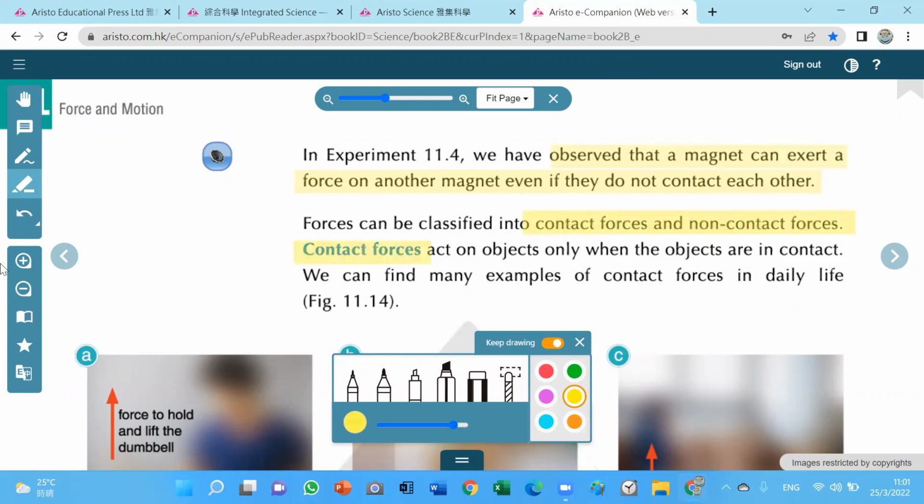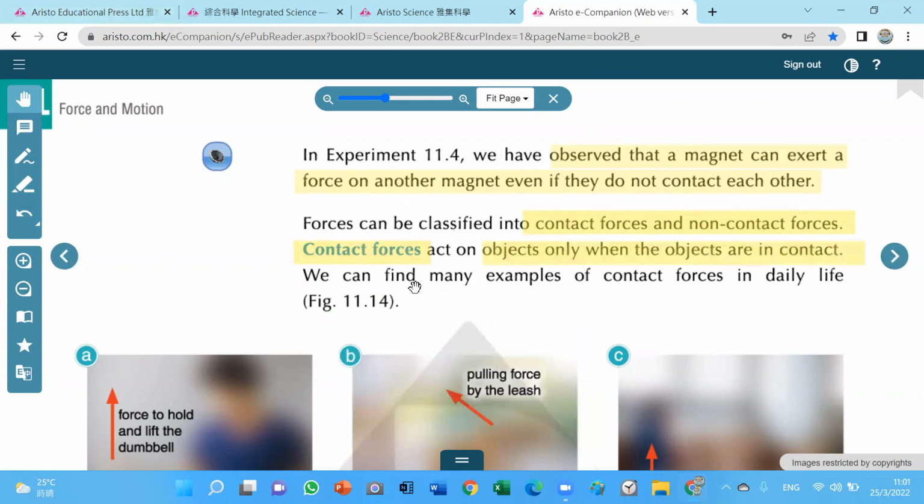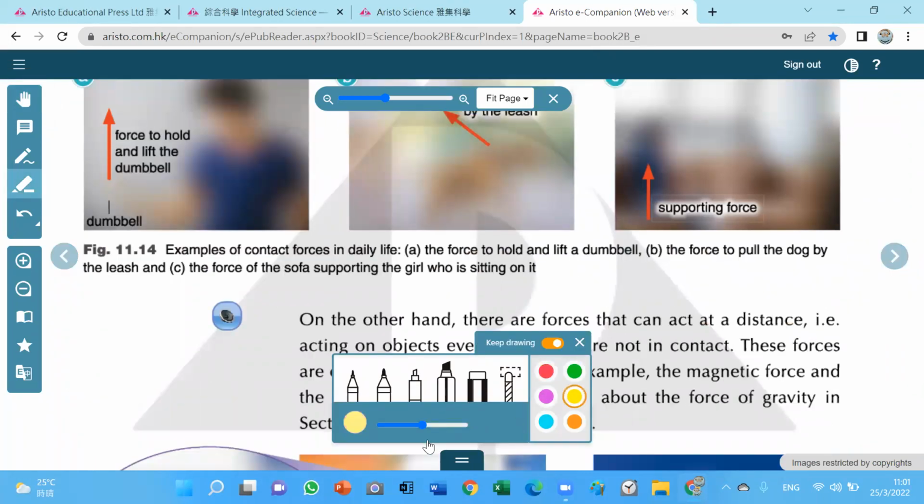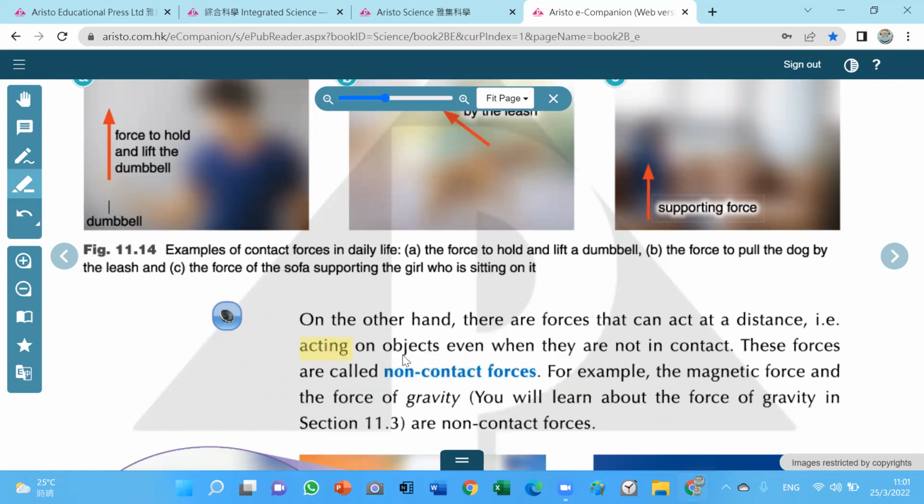Contact force acts on an object only when the objects are in contact. So remember, on the other hand, there are forces that can act at a distance. These forces act on an object even when they are not in contact. These forces are called non-contact forces. For example, the magnetic force and the force of gravity, which you will learn about in section 11.3, are non-contact forces.